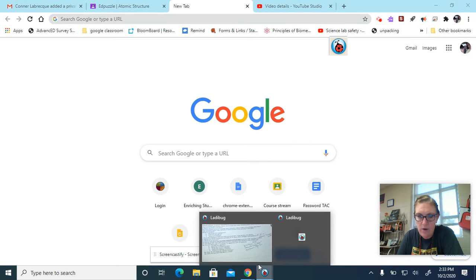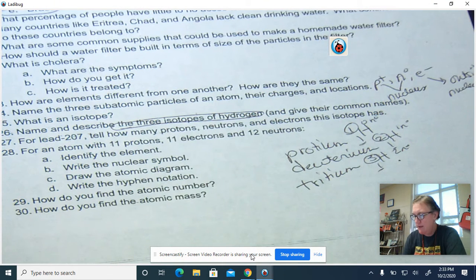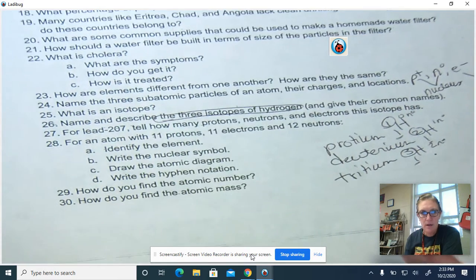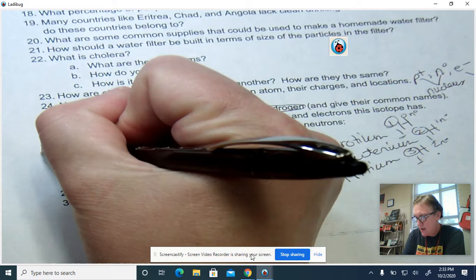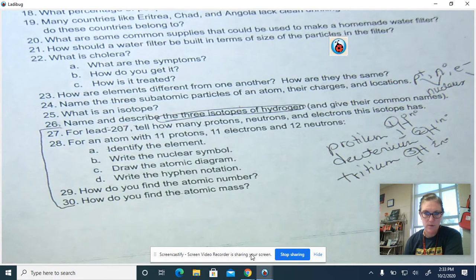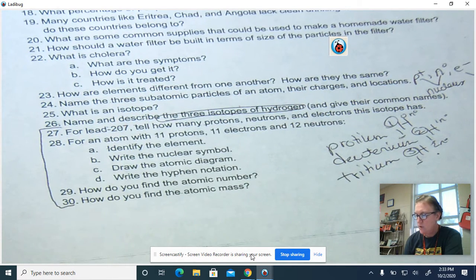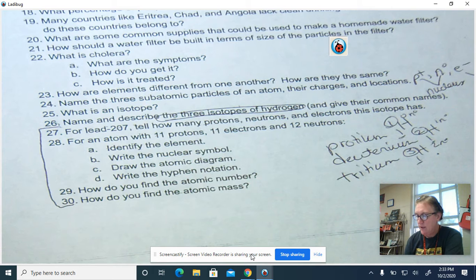Okay, so we're going to go ahead and look at the last little bit of the study guide. We're starting on number 27, and we're going to try to get all the way through 30 on this one. So here we go. For 27, for lead 207, how many protons, neutrons, and electrons does this isotope have? I left out a word.